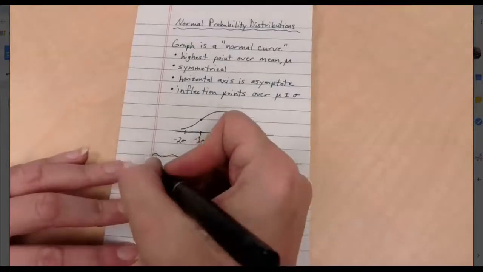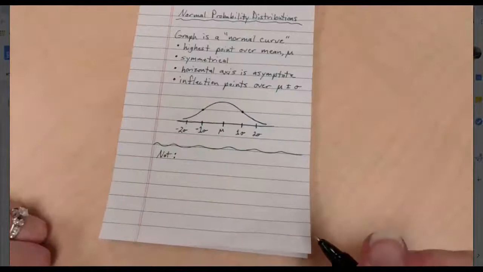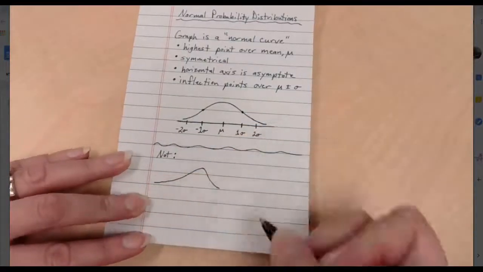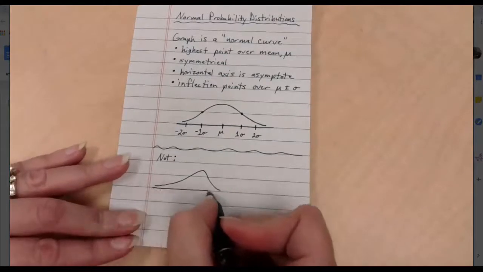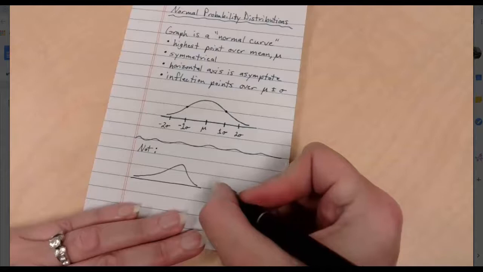Let's draw things that are not normal. What if I do a graph that looks like this? Boom. Is that normal? No. Why not? It's not symmetrical. What if I do this?